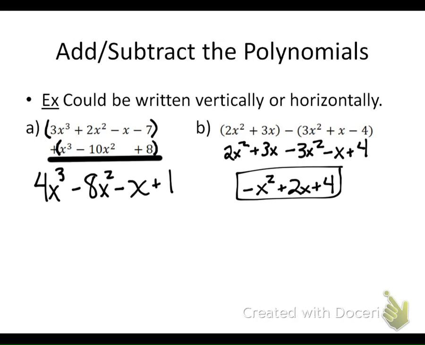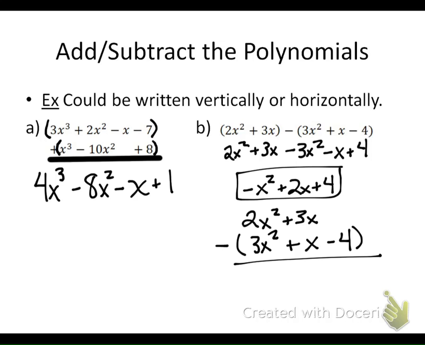That's the first way. If you set it up vertically, when you do this, we got to make sure we ask ourselves, I got to take 2x squared minus 3x squared. Becomes negative 1x squared. When you take 3x, you have to subtract the positive x.